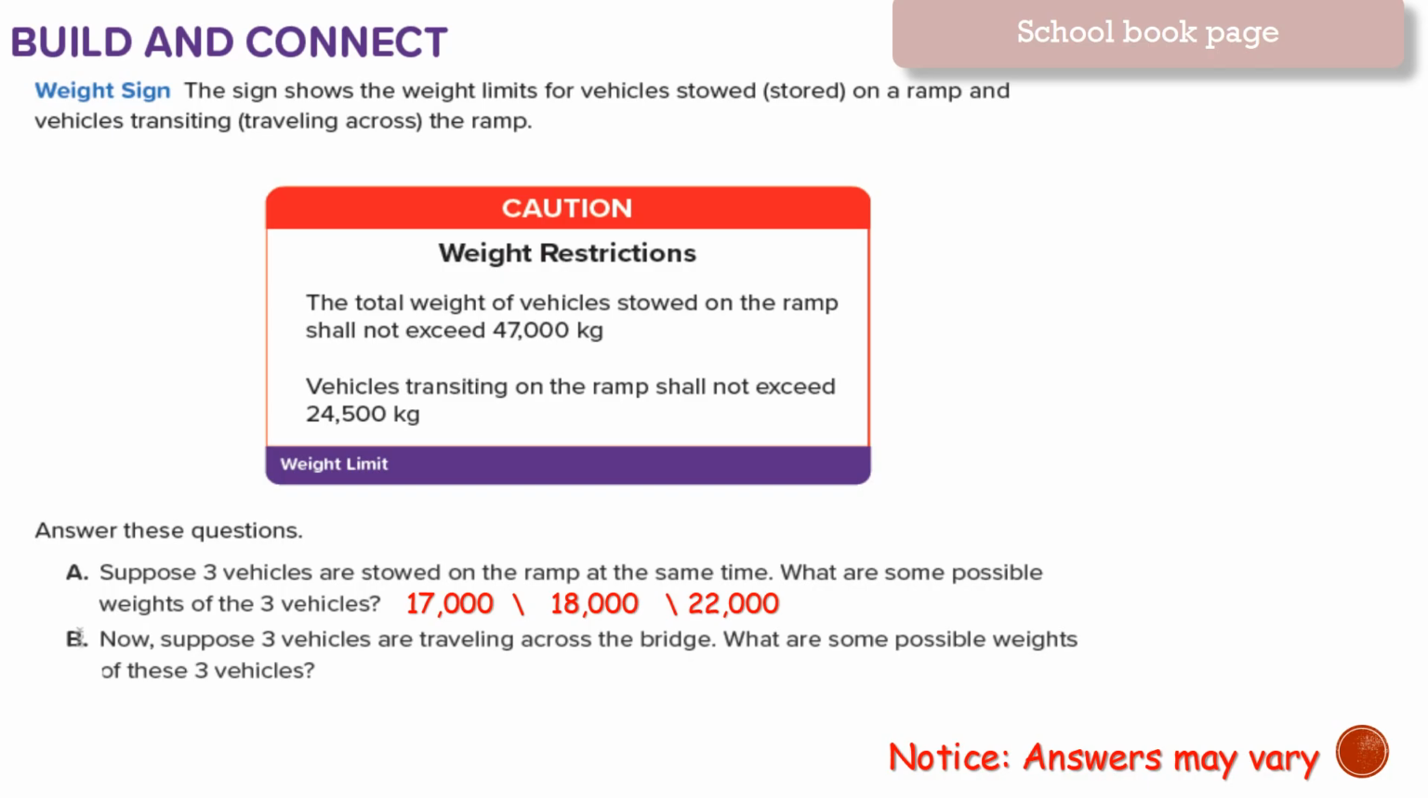In B, let's suppose that 3 vehicles are traveling across the bridge. What are some possible weights of these 3 vehicles? Any number will be correct on one condition, that its weight does not exceed 24,500, such as 21,000, 15,965, 22,898. Notice again that your answers may vary.